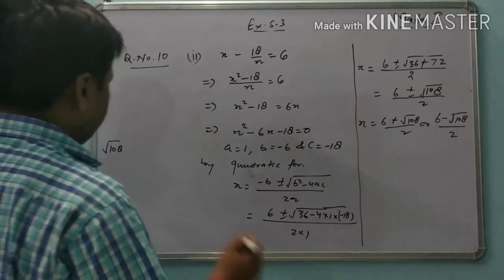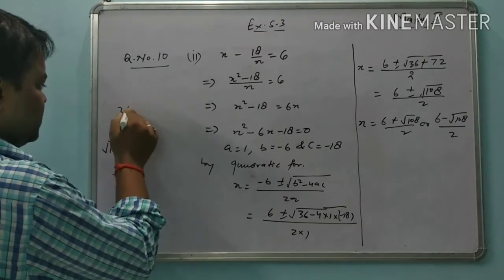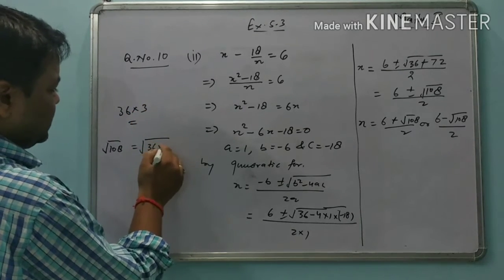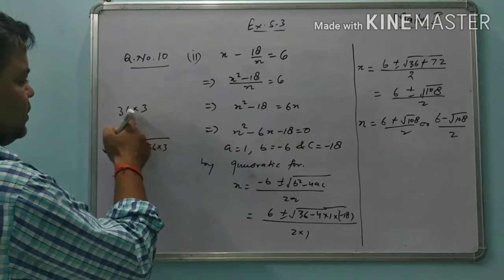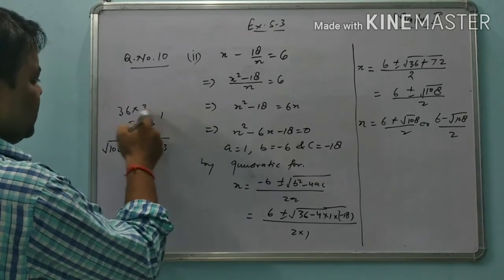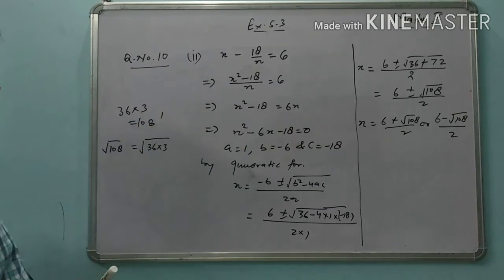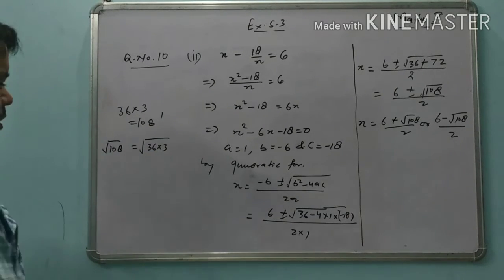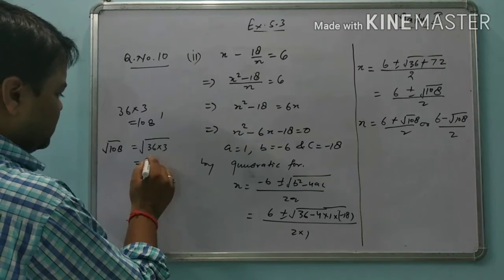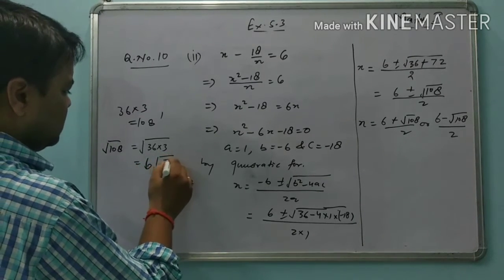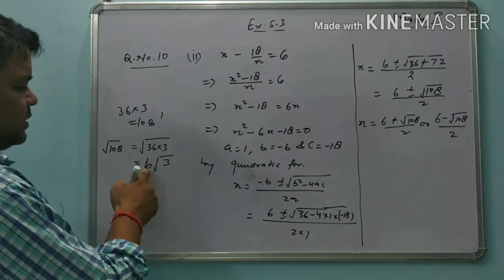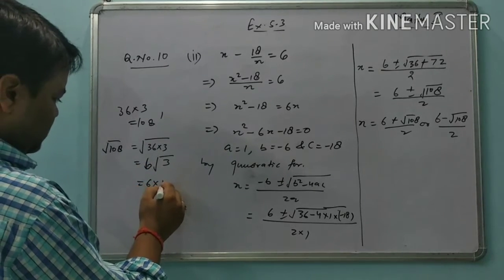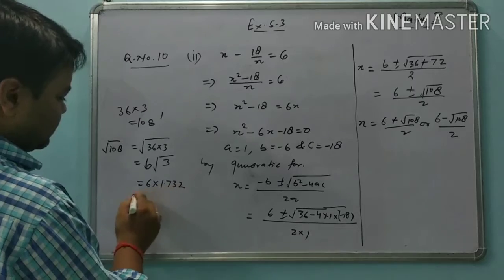108 we can write here as 36 into 3. Why? Because this is 18 carry 1, this is a 9, 1, 10. The 108 can be written as 36 into 3 and this can be written as 6 under root 3, because the square root of 36 is 6. Then 6 root 3, and 6 multiplied by 1.732.